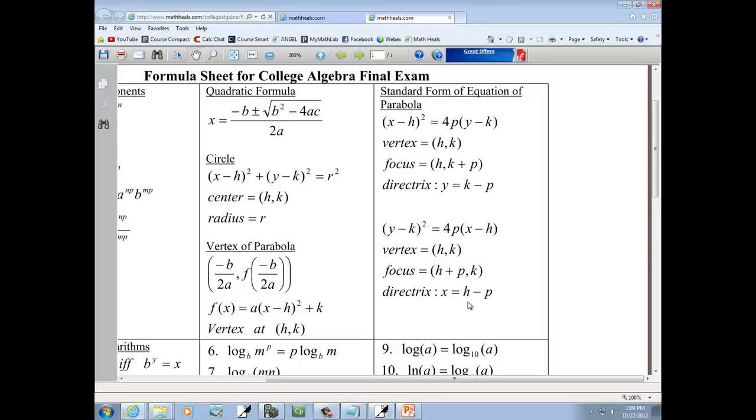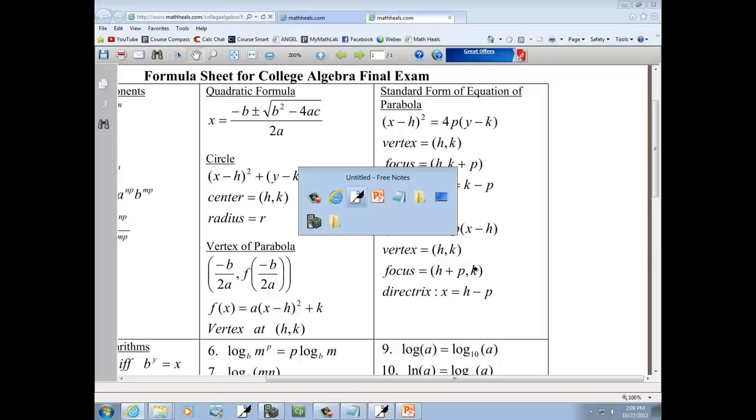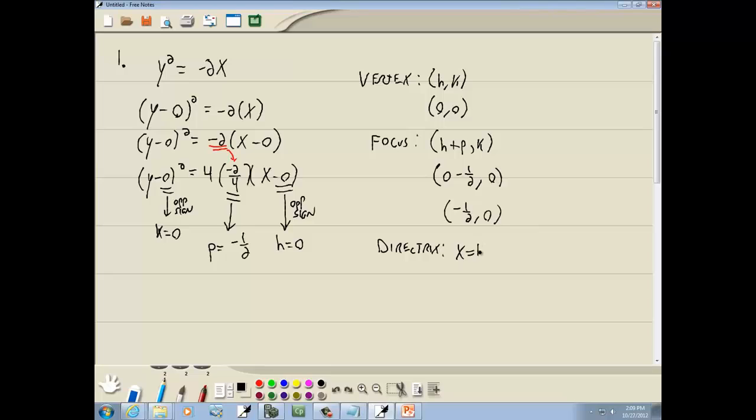Our directrix. Directrix is x equals h minus p. Well, h was 0, minus p is negative 1/2. So that's a negative negative, so we get x is equal to positive 1/2.